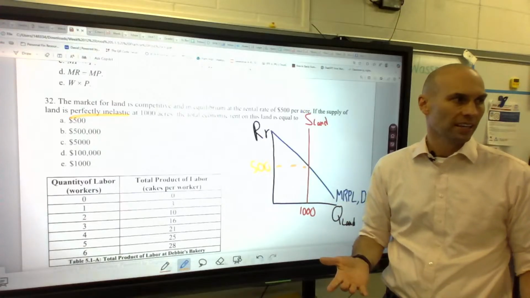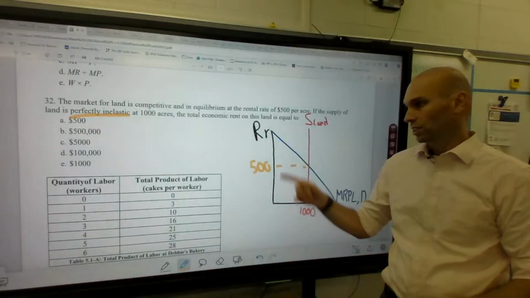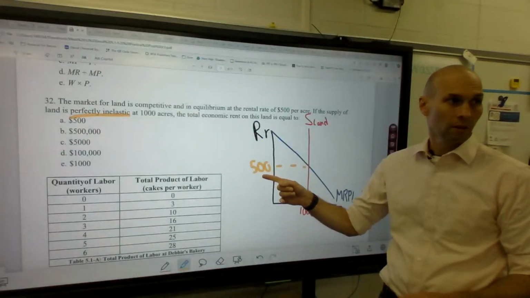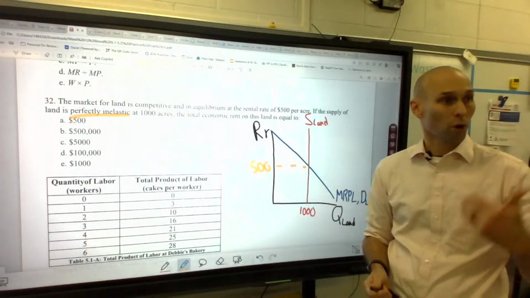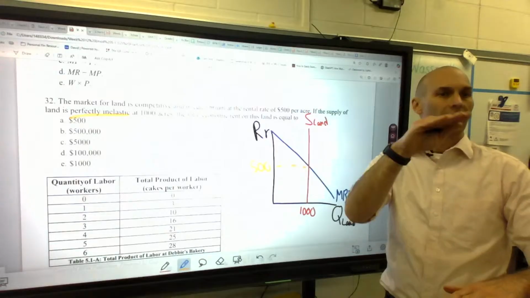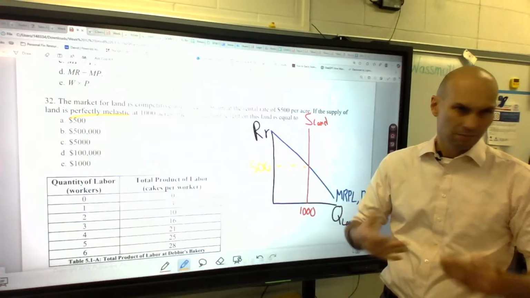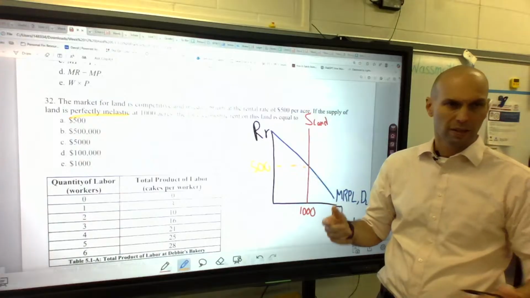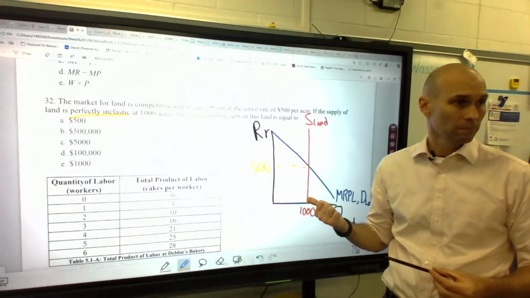So how many acres will I rent out? 1,000. What's the rate I'm going to get? 500. What's my economic rent? It would be 400, because it's the difference between what it costs me to provide it and the amount I actually get for it. It cost you 100 to provide it? Yeah, because I said so. This question doesn't include that, but it makes sense. That's what economic rent is. Does that help? Yeah. Okay.